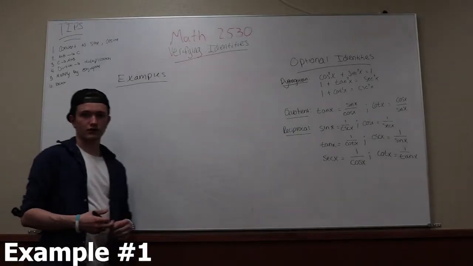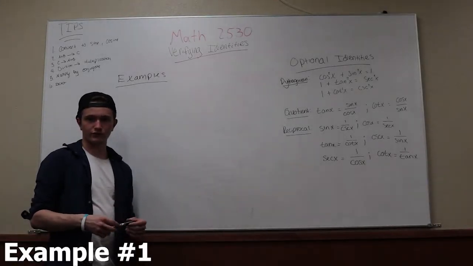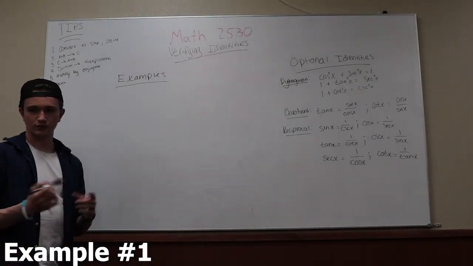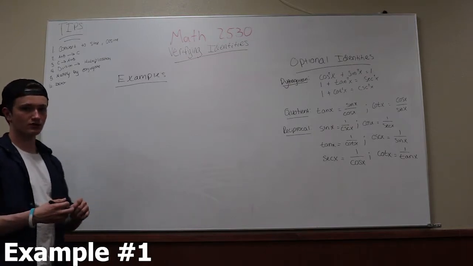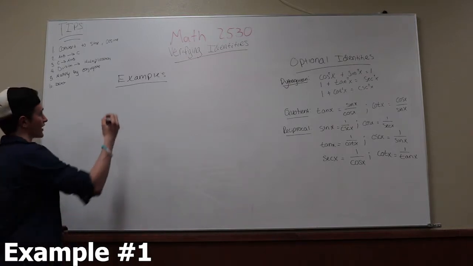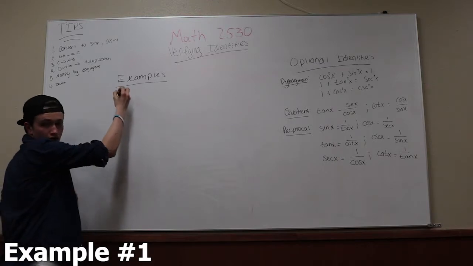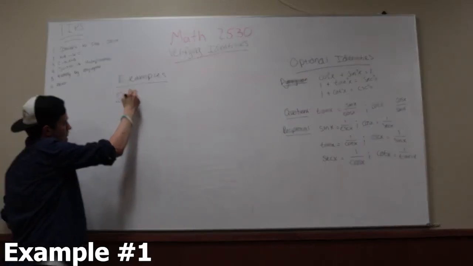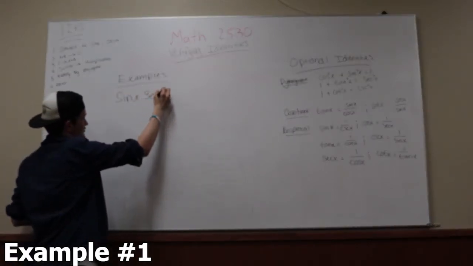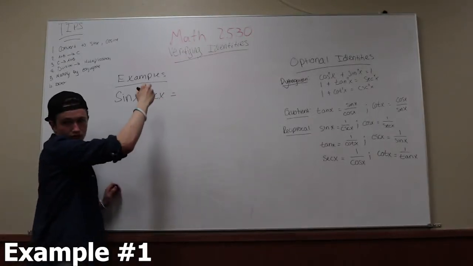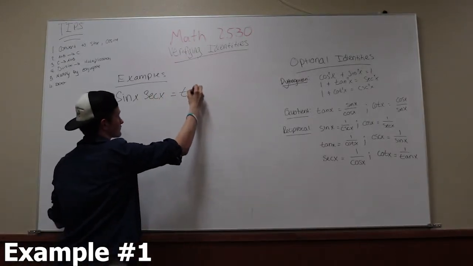Okay, so we're going to start off with an example, and we're just going to start easy just to explain the concepts that we talked about, or the tips. So we have sine x times secant x equals tan x.